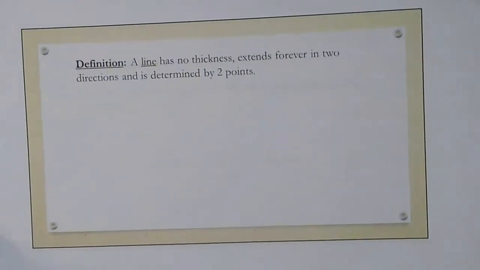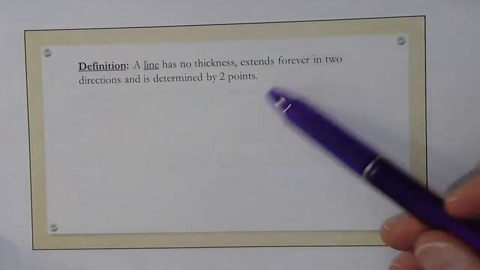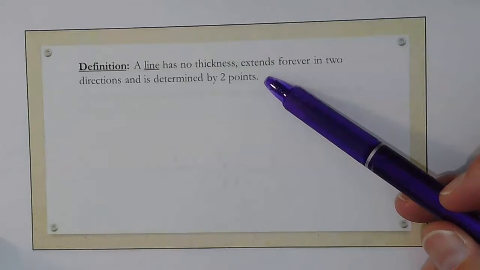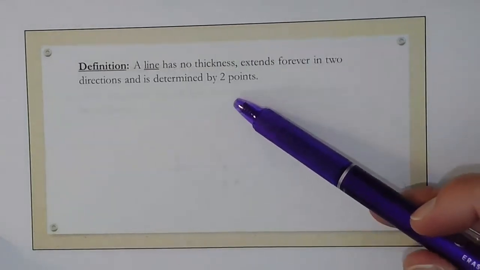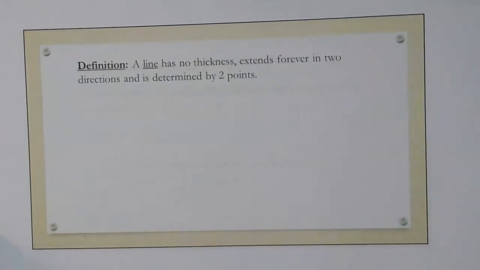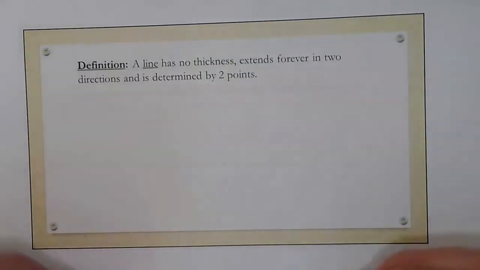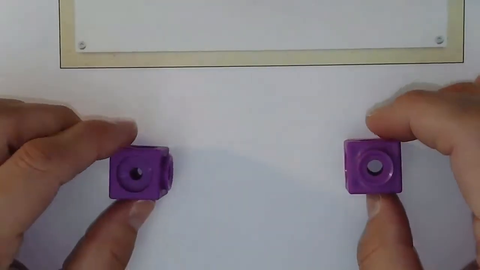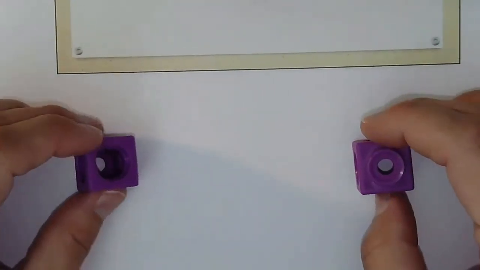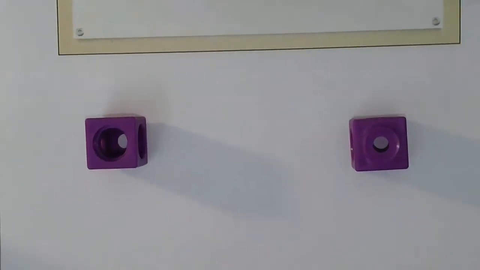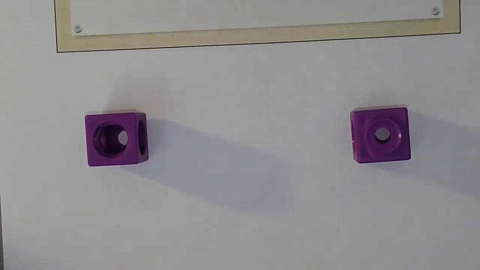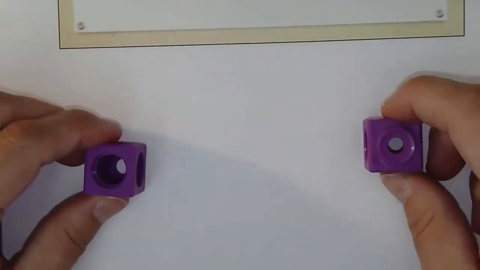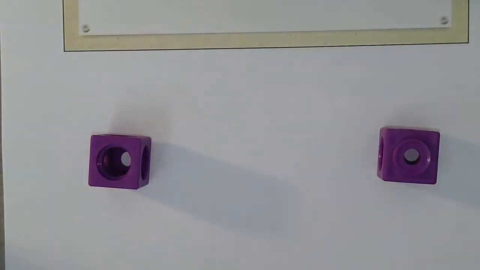So the definition of a line is that it has no thickness and it extends forever in two directions. It's determined by 2 points. So let's think about this. I'm going to use 2 cubes here, okay? These are my 2 points. Yeah, they're big, okay? But these are my 2 points. So I have point A and I have point B.